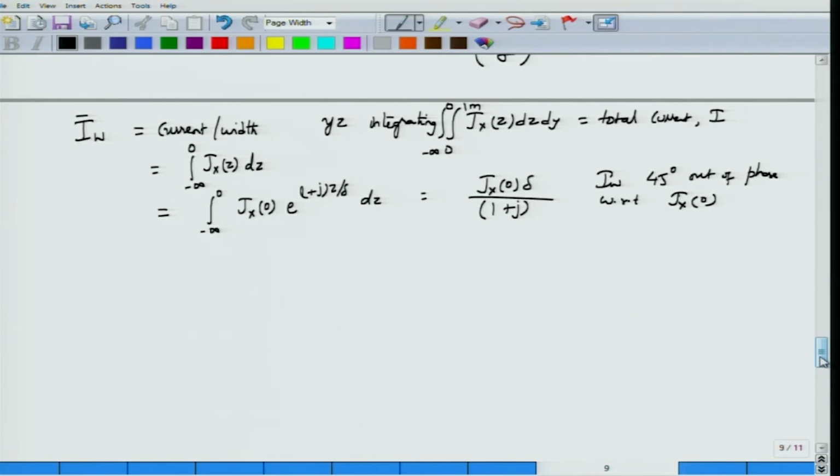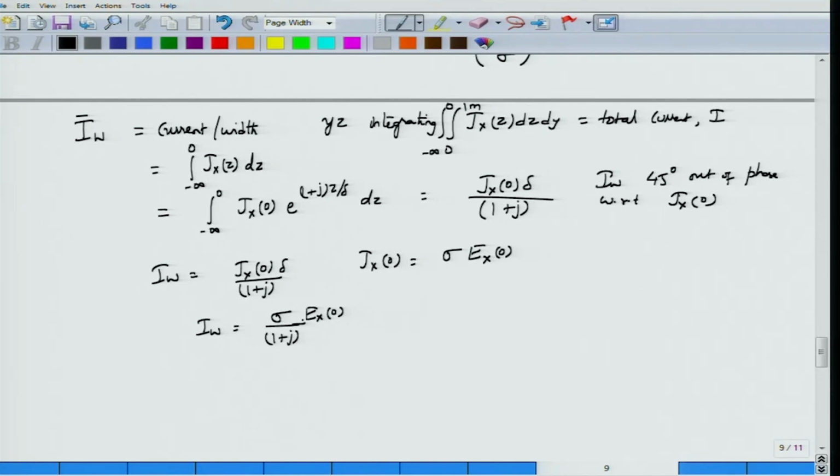Now if you look at this Jx of 0 and relate it to the electric field, let me write down this one. IW is given by Jx of 0 into delta by 1 plus J. I know what Jx of 0 is: this is the surface current density at the surface of the conductor, which must be equal to sigma times the electric field component Ex of 0. So substituting that, IW is equal to sigma Ex 0 divided by 1 plus J, and there is a delta out there, so sigma delta by 1 plus J.